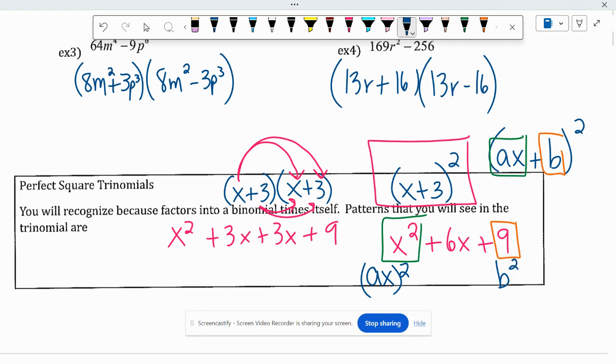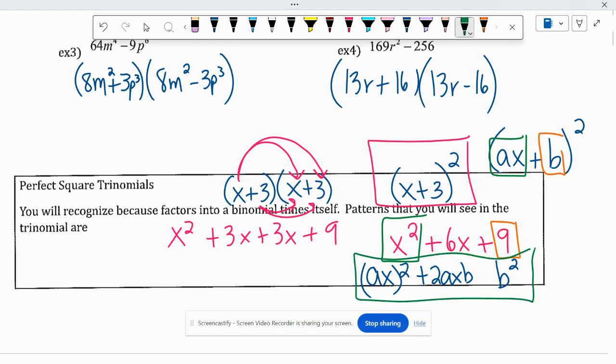It's the middle term that always throws everybody off. But the middle term is just 2 times ax times b. It's 2 times the a term times the b term with an x thrown on it: 2abx, or 2ax times b. So we're going to use that pattern.